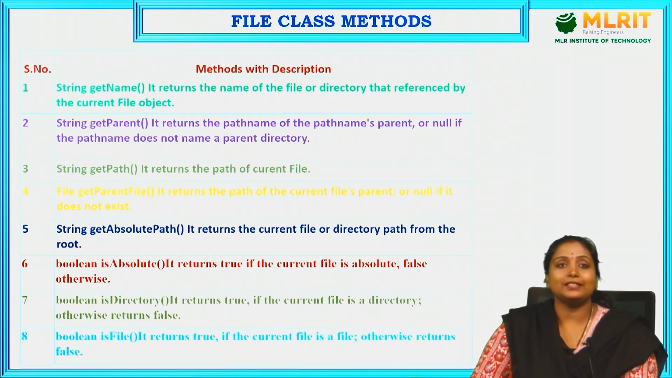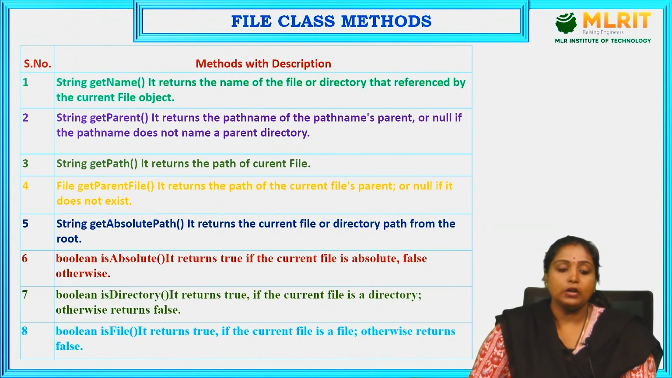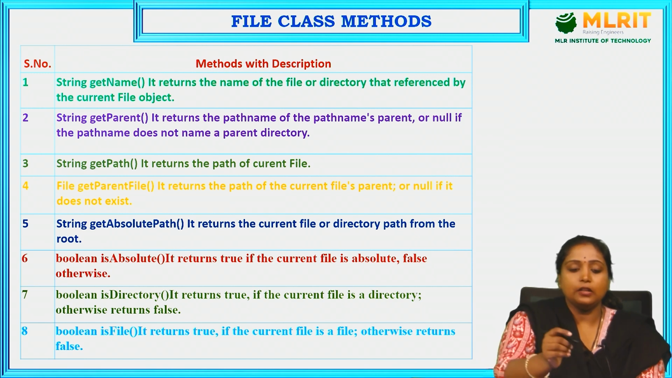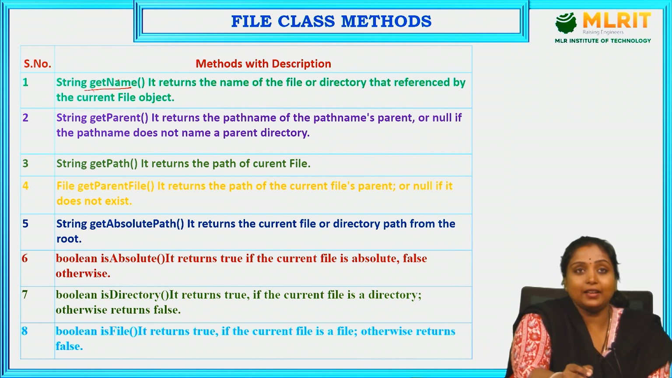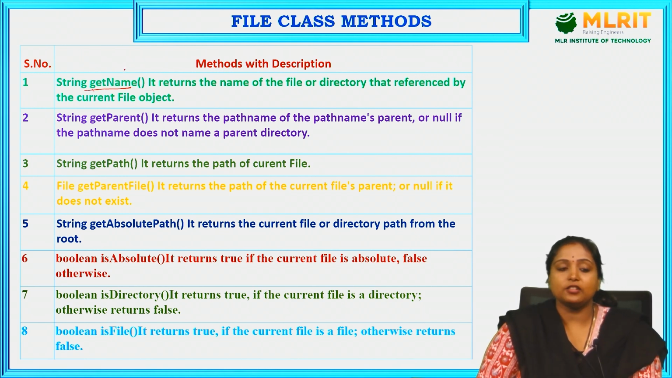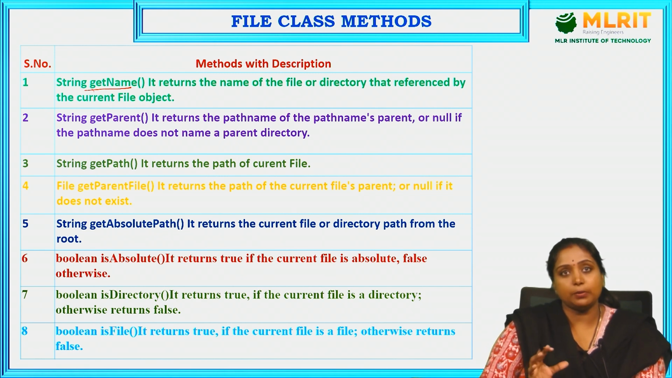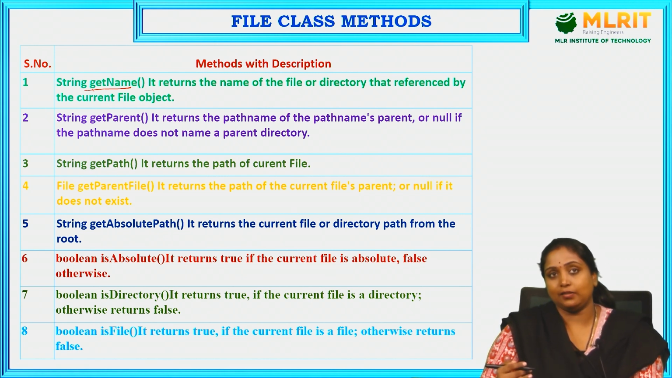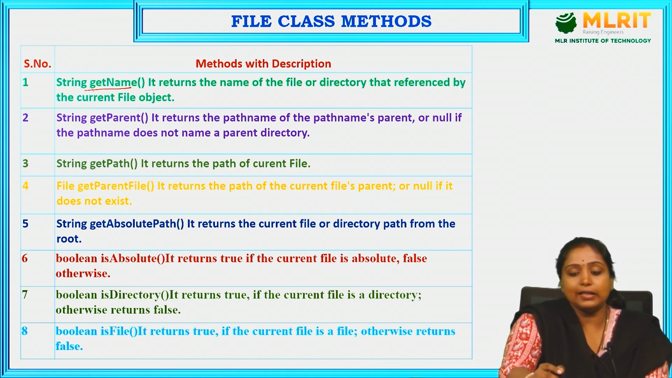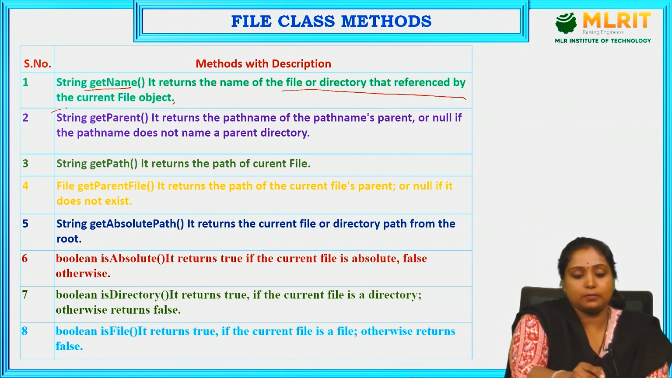Coming to the methods of a file. You can have a number of methods in the file, but these are some of the basics. String getName returns a string: the name of the particular file or directory. Whatever path name you have given, based on that it will give you the file or directory referenced by the current file object.